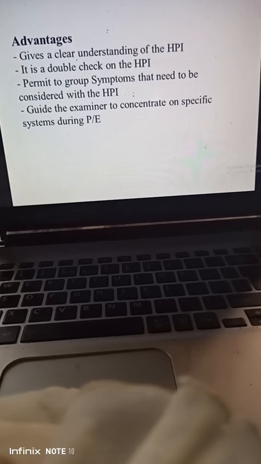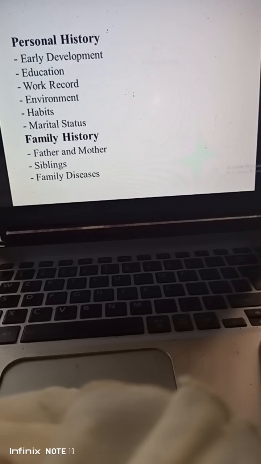The advantage of this review of systems or functional inquiry is that it gives you a clear understanding of the history of present illness, and it is a double check on the history of present illness. It permits you to group symptoms that need to be considered with the history of present illness, and it guides the examiner to concentrate on specific systems during physical examination.